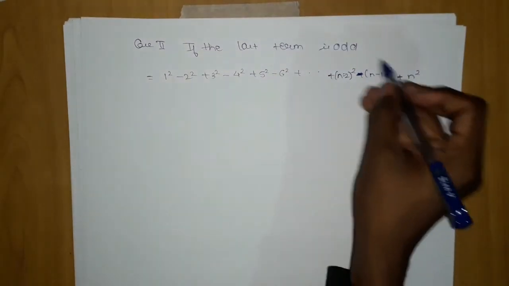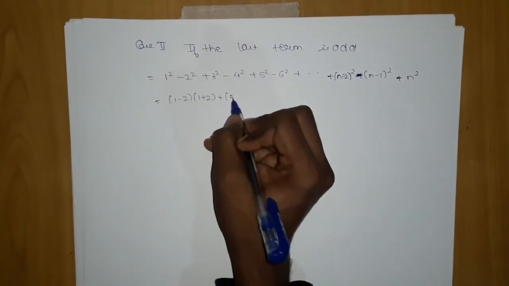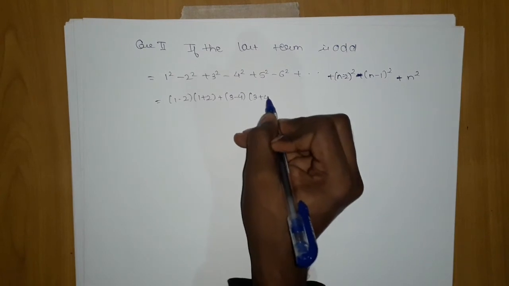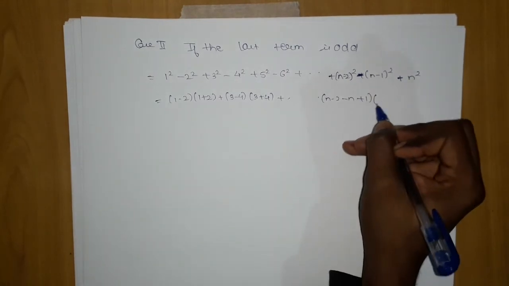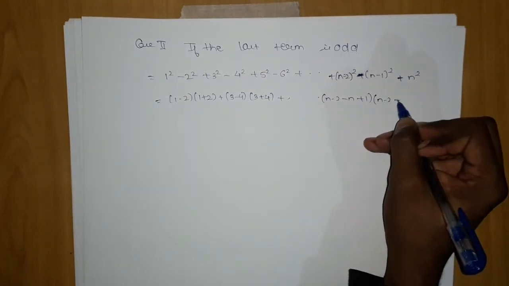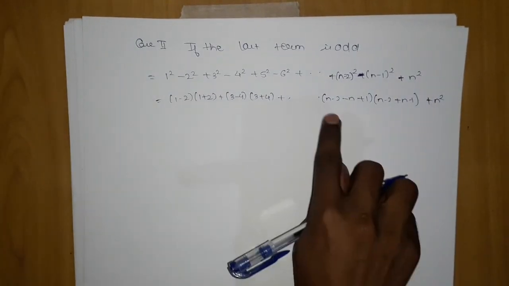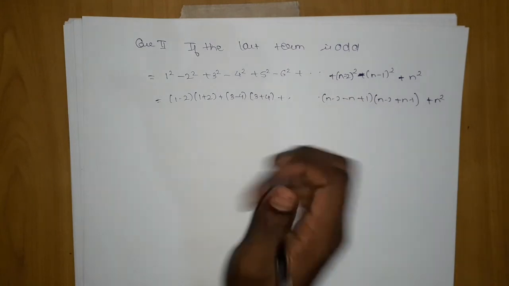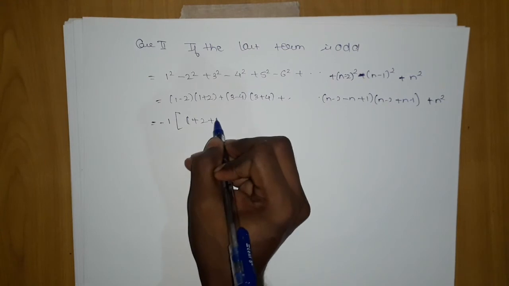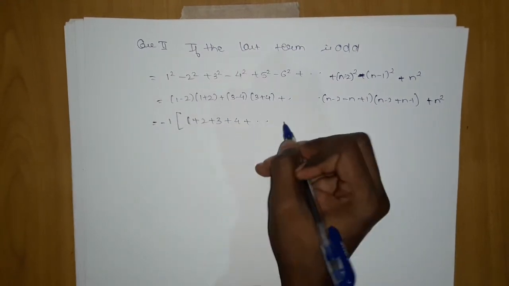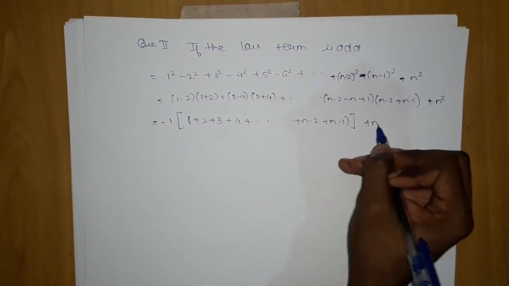Okay, so if I consider this, what I have is 1 minus 2 into 1 plus 2, plus 3 minus 4 into 3 plus 4. Similarly, if I move on, what I have is n minus 2 minus n plus 1, into n minus 2 plus n minus 1, and plus n square. So here again we get minus 1. If I take the minus 1 outside, from this what I have is 1 plus 2 plus 3 plus 4 till n minus 2 plus n minus 1, plus n square.